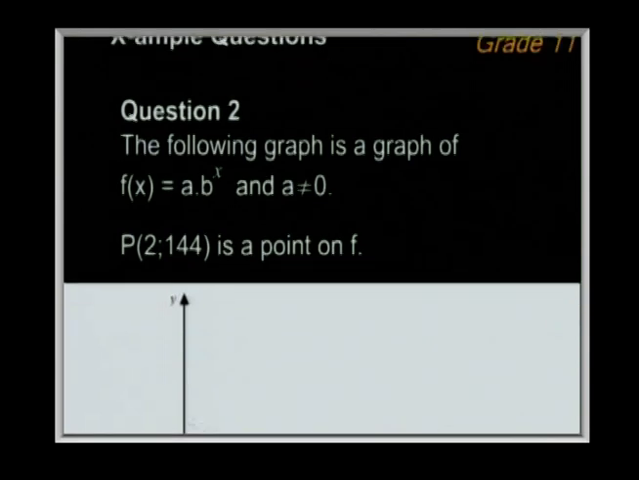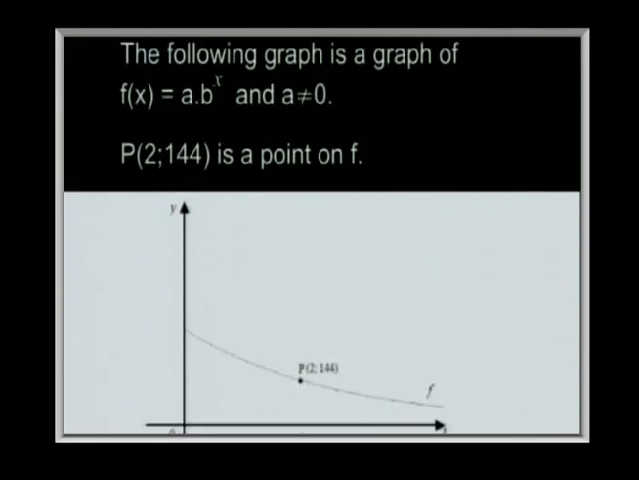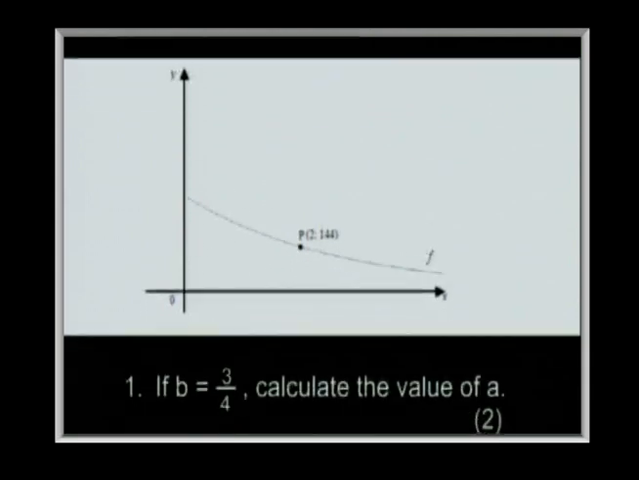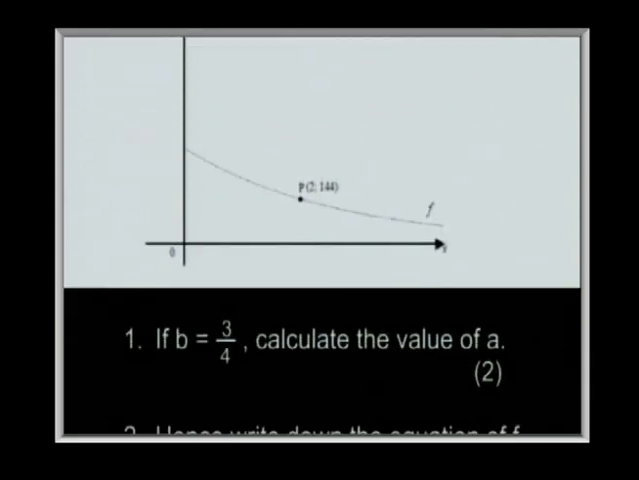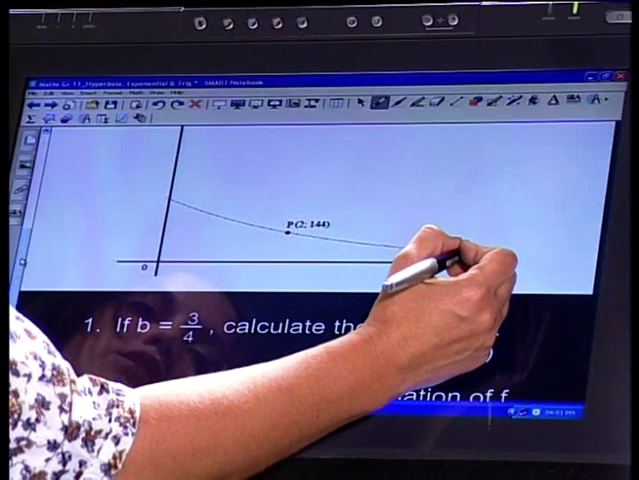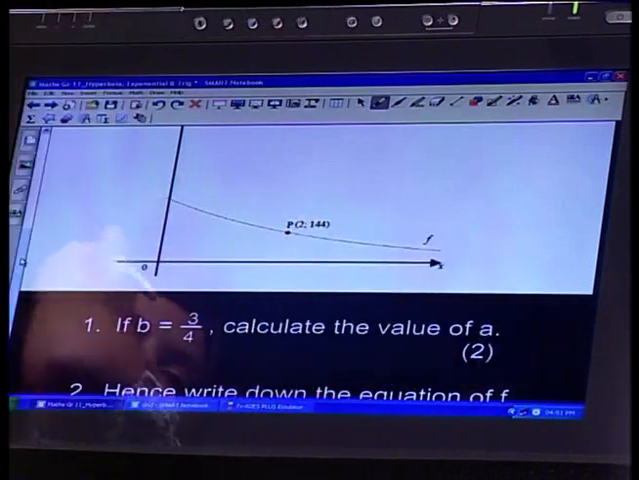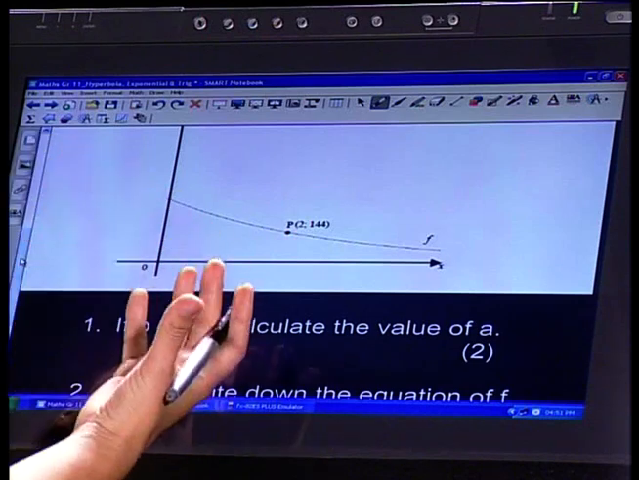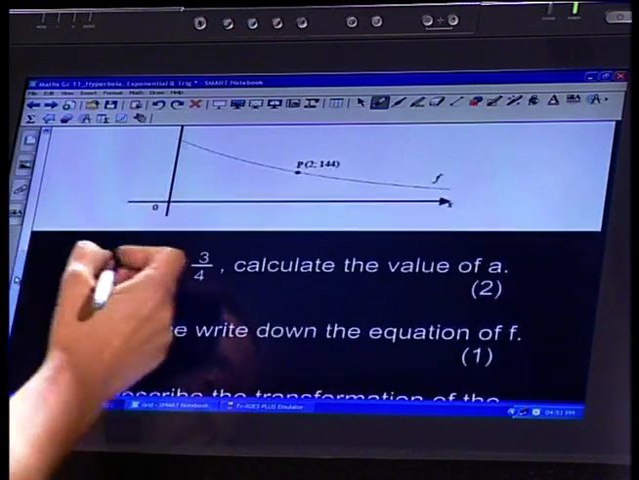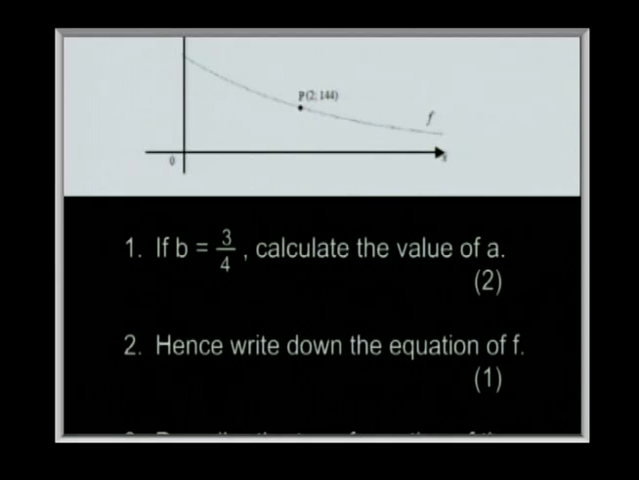Let's take a look at the rest of the question. It says P, (2, 144), is a point on f. Moving down, we can see that P, (2, 144), is a point on f that is moving down towards the asymptote, which means that b will have a fraction as a value. If we look at the first question, it says if b is equals to 3/4, you see we were right, calculate the value of a.